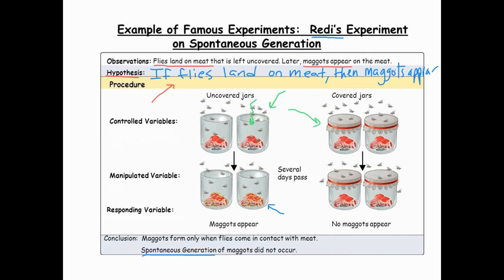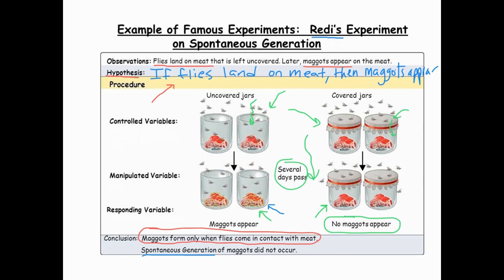Then he had the experimental group, the same type of meat, but this time he covered it with a cloth covering where air could still get in, but the flies couldn't get in there to touch the meat. He then waited several days to pass, and he made his observations. He saw that the jars that were uncovered, that the flies could get in, had maggots all over the meat, where the meat that was covered and the flies couldn't get to, no maggots appeared on that meat. So Redi's hypothesis was confirmed, and his conclusion down here was maggots form only when flies can come in contact with the meat. That was his conclusion.